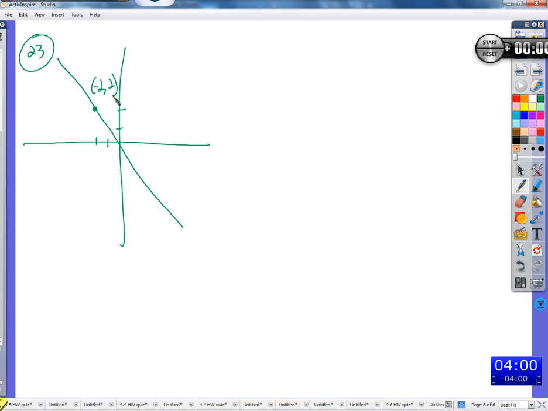So we're supposed to write the equation of this line. So first we need to write the equation of this direct variation. That looks like this, y equals ax, which is like y equals mx plus b. Except for now we're calling m a, but they do the same thing, right? So here, what is m in this equation?